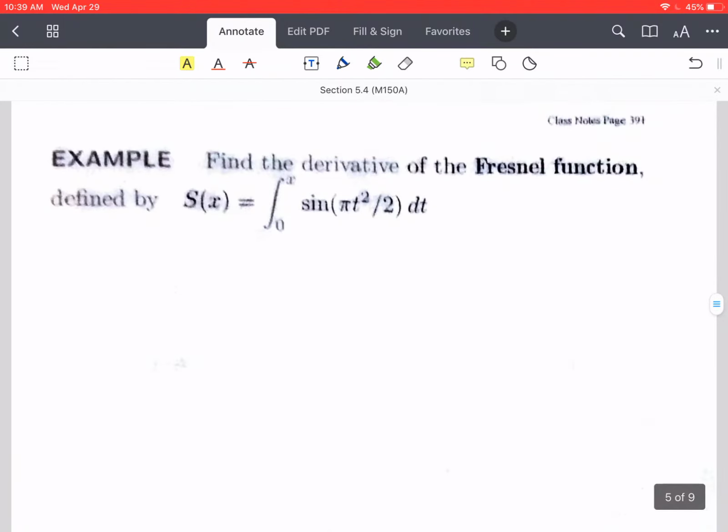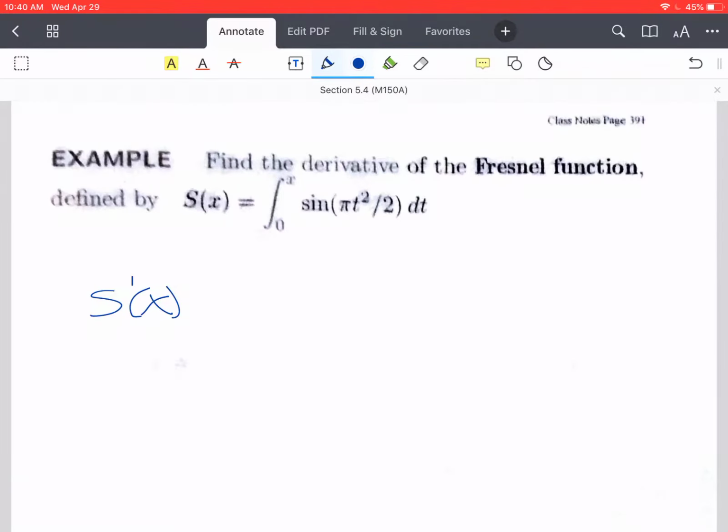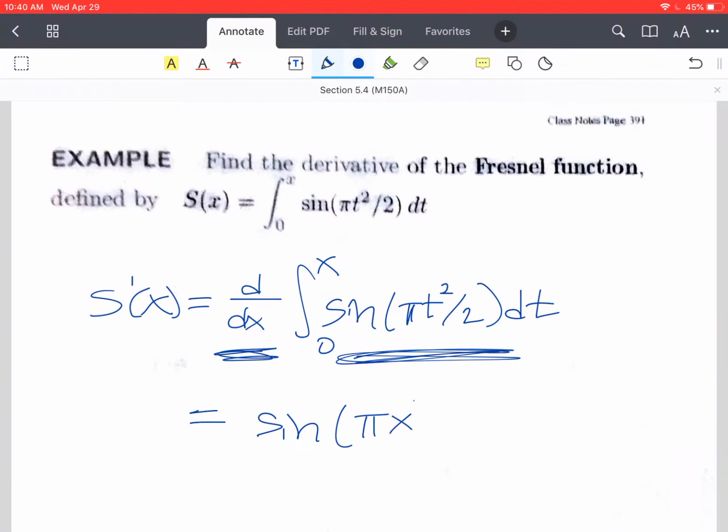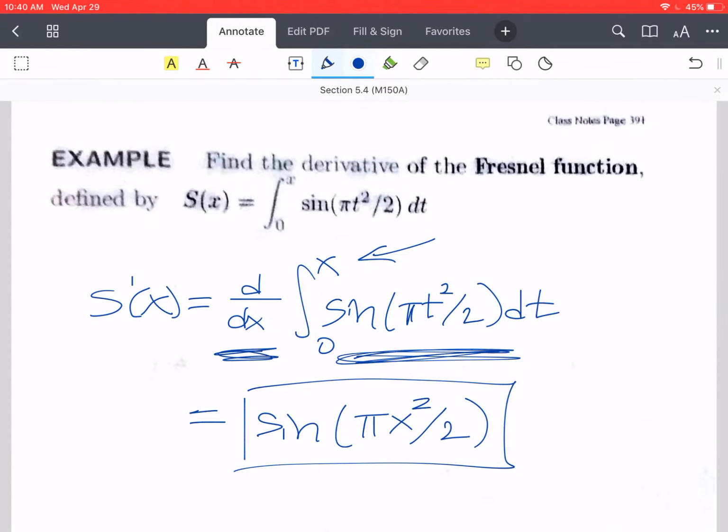So let's find the derivative of this function. This is called the Fresnel function, but we don't really need to know anything about that. We just need to look at what the function is doing. So here we have s of x equals the integral from 0 to x of sine of pi t squared over 2 dt. So s prime of x is going to be the derivative of the integral from 0 to x of sine of pi t squared over 2 dt. Okay, and we take the derivative of the integral, and the derivative and the integral essentially undo each other, so we're left with sine of pi x squared over 2. And it is x, right, because we're using x for our evaluation here, not t. T is just a placeholder variable for us.